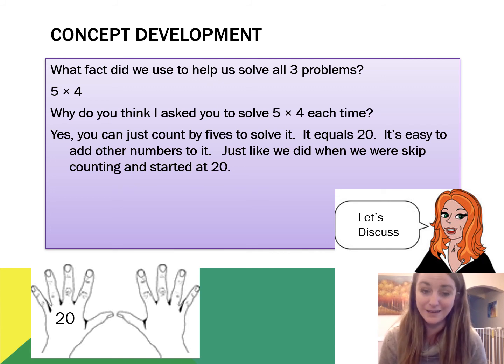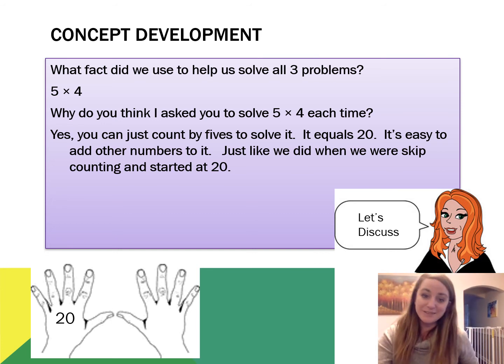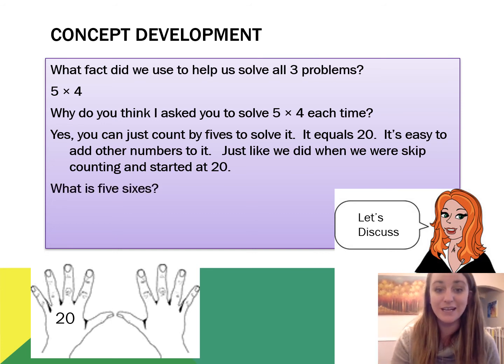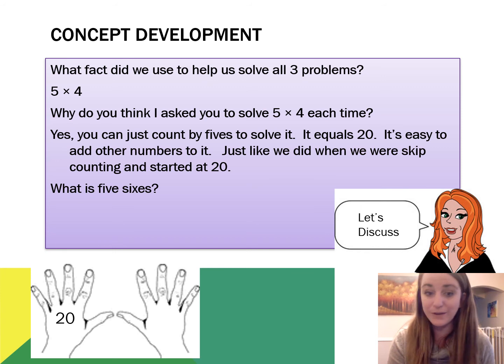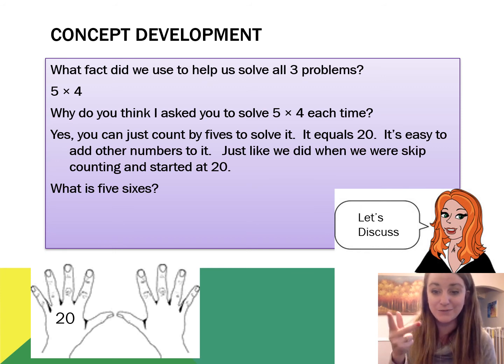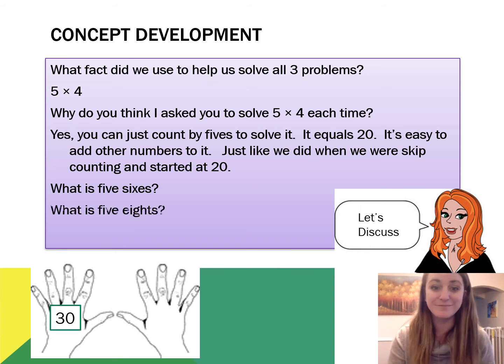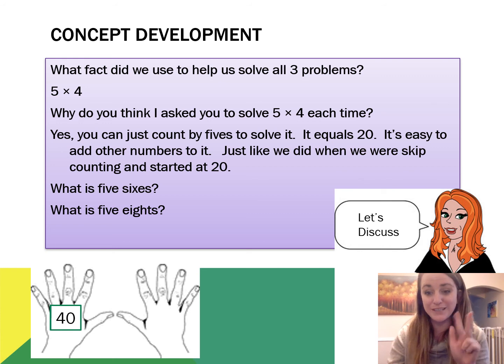It's easy to add other numbers to it, just like we did when we were skip counting and starting at 20. So what are 5 6s? 5, 10, 15, 20, 25, 30. What are 5 8s? 5, 10, 15, 20, 25, 30, 35, 40.